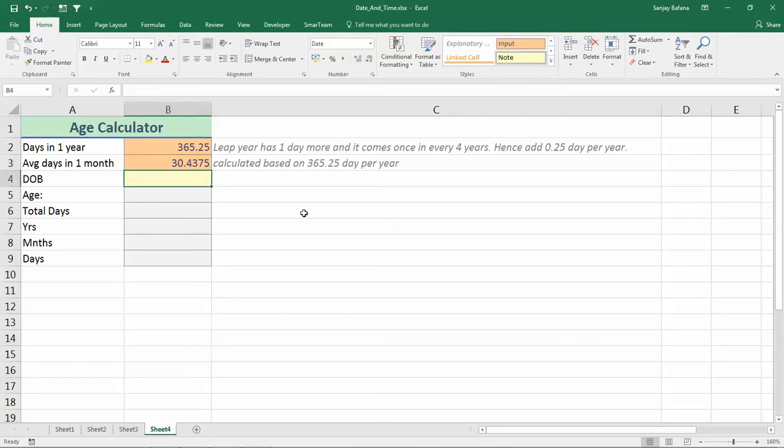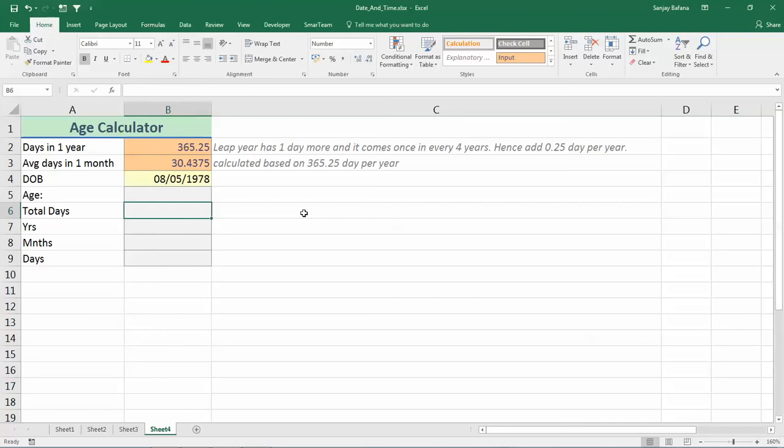So the result that we want is whenever you enter your date of birth, you should get your age as on today in number of total days, or also how many years, months, and days you are today. Okay. So for example, if I enter date of birth as 8th of May 1978, then let's try to calculate the age.